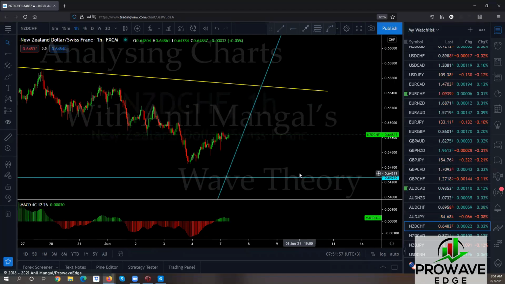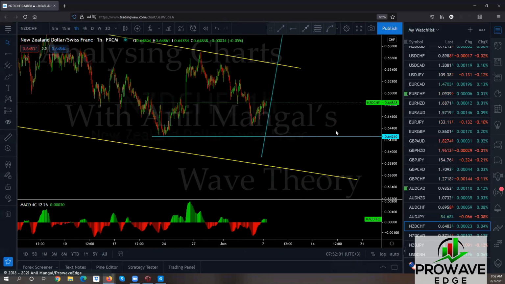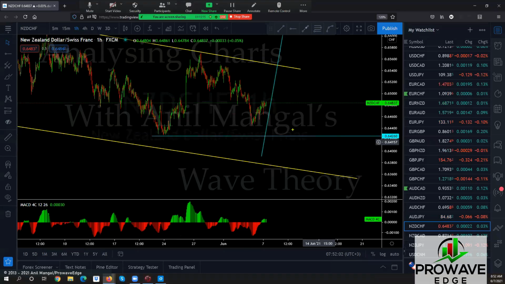New Zealand Swiss upside. Did we break the low? Not as yet. That's a problem. We want to break the low first. Come break this low first and then go back up. So allow this to break down first and then go for the buy setup.